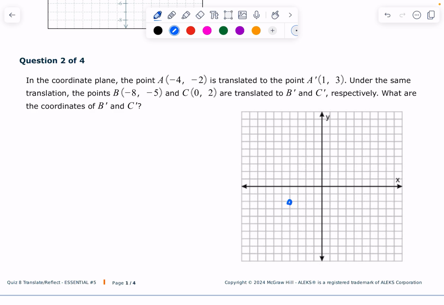So I'm going to go left 4 and down 2, and that is the point A. Now A prime, if you look up here, it's at the point (1, 3). So A prime has moved up there. So I'm just going to look now at how it's moved. So it's moved, let's see, 1, 2, 3, 4, 5 places right, and 1, 2, 3, 4, 5 places up. So it moved 5 right and 5 up.